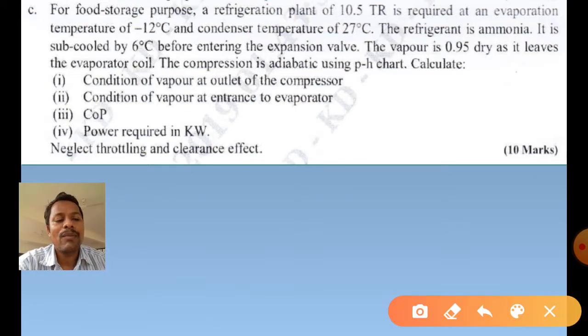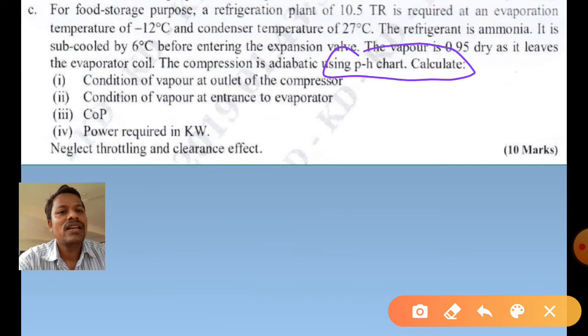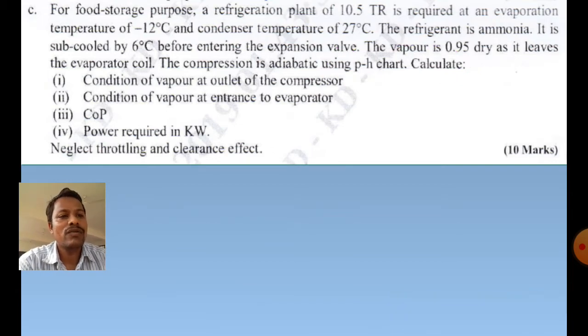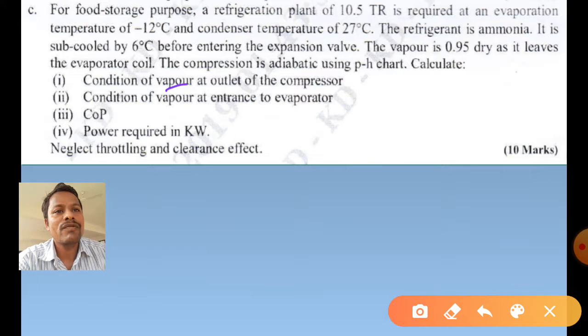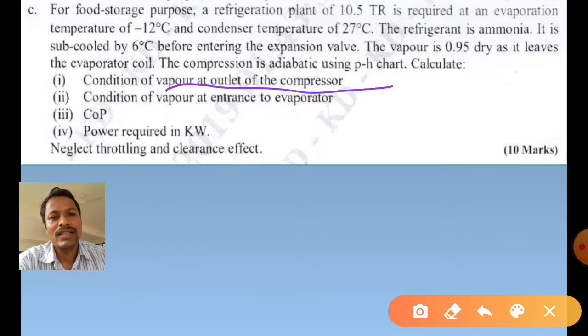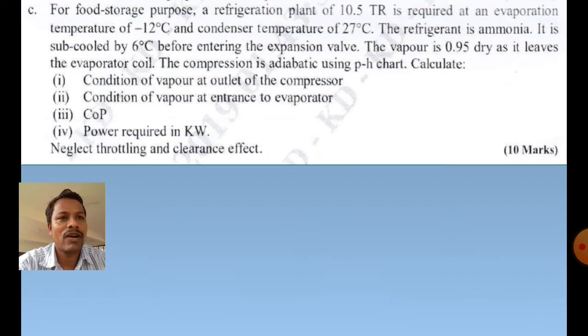State 1 is marked in the wet region. The compression is adiabatic. The compression process is completely adiabatic, that is reversible adiabatic process, that is isentropic process. Using the pH chart, calculate, first, the condition of vapor at the outlet of the compressor. Condition of vapor, whether it is superheated or saturated, we have to say. If it is superheated, by how many degrees of superheat it has been superheated, we have to calculate.